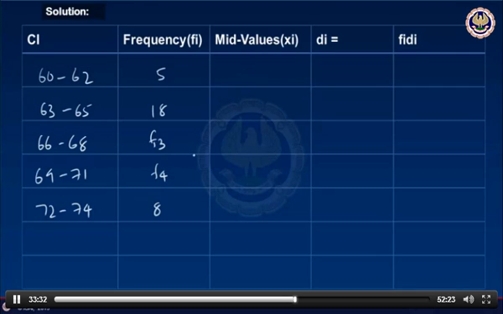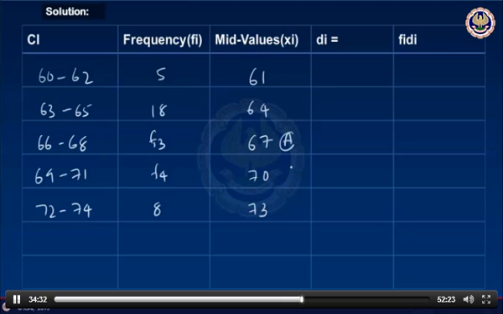And the mid values we have to assume as follows. This is the case of an inclusive class interval series only. 60 plus 62 by 2, which is 61. By adding 3 here, this is 64, and this will be 67, and this will be 70. By adding 3, this is 73. Here the difference between two lower boundaries or upper boundaries is 3. So we are adding 3 to all the values. Then we are easily computing the mid values.